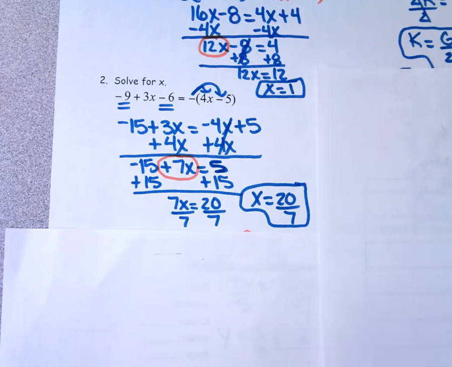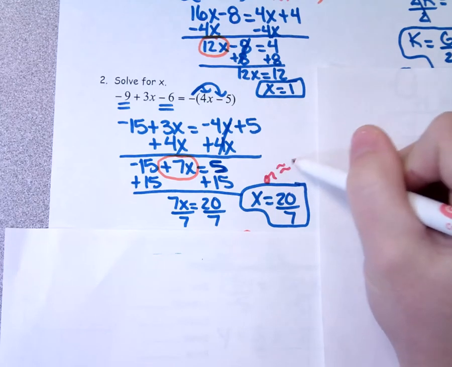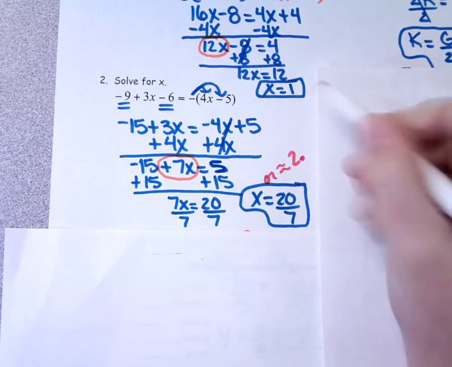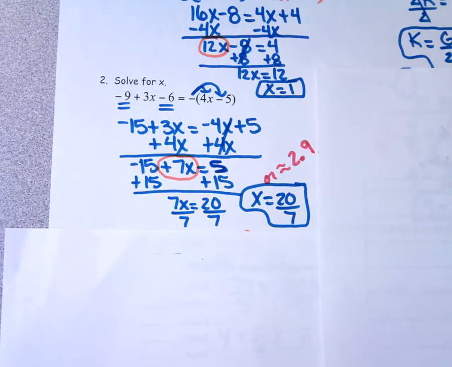If you feel inclined to give me a decimal, you could do that. If you gave me a decimal, it doesn't come out pretty, but it's about 2.9. So I'll go ahead and put that in there, or approximately 2.9. That's me rounding because it was 2.857 something, something, something.